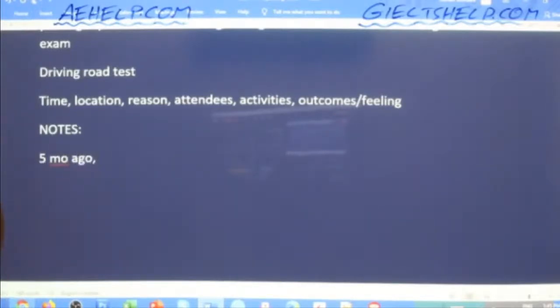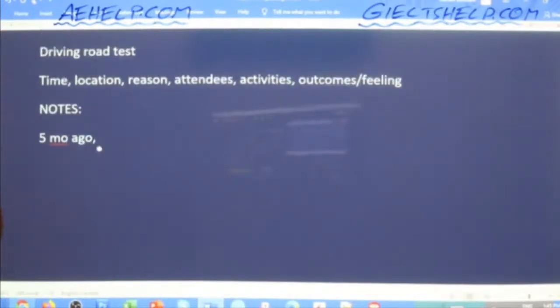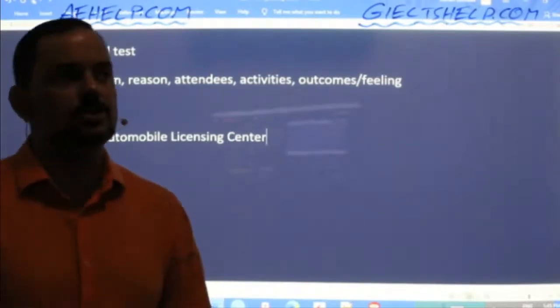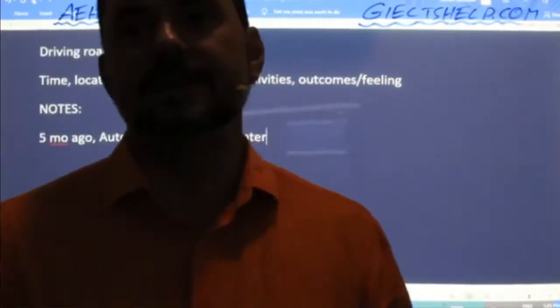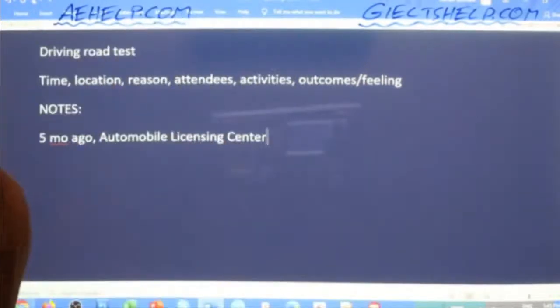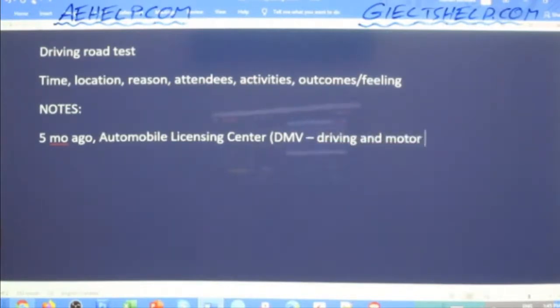Now, in Canada, that would be at a provincial driving licensing center. The DMV is what they call it, the Driving Motor Vehicles, I think. Okay, in the US you'll hear that abbreviation, DMV. Driving and Motor Vehicles, I think, maybe something like that. You might want to look that up, but it's called the DMV.